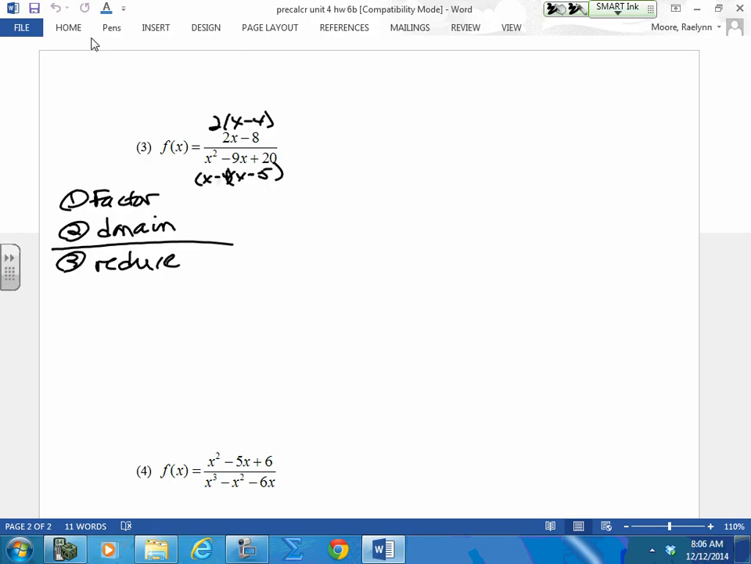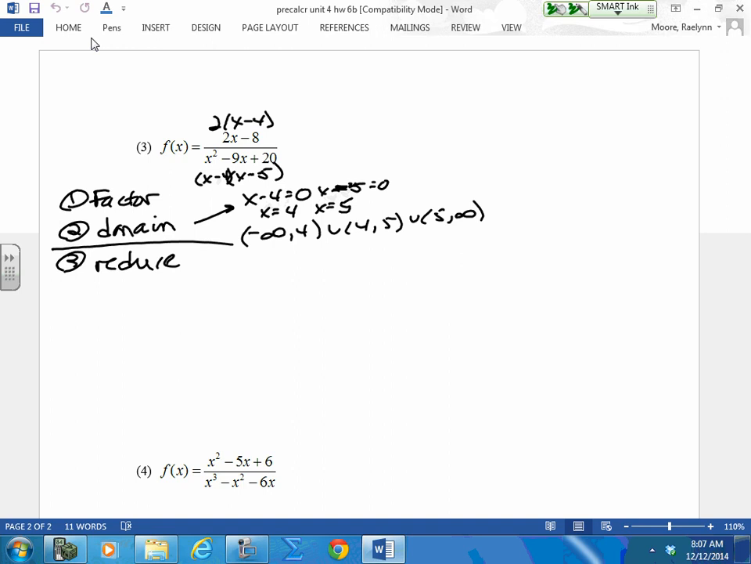Let's do your domain first. Your domain says you can't use the 4, you can't use the 5. Oops, x minus 5. So you're going to take the 4 and the 5 out of your domain. You've got a little section between the 4 and the 5. Can't use the 4, can't use the 5. Alright. Now we can reduce.